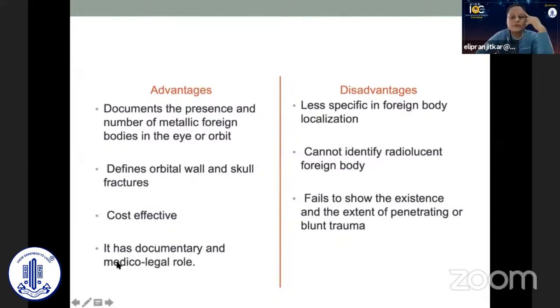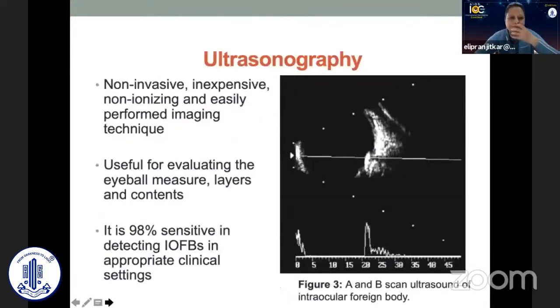Advantages are it documents the presence and number of metallic foreign bodies in the orbit. It defines orbital wall and skull fractures very well. It's cost effective. It has the documentary and medico-legal role, which is again very important. However, it is less specific in foreign body localization, cannot identify radiolucent foreign body. It fails to show existence and extent of penetrating or blunt trauma.